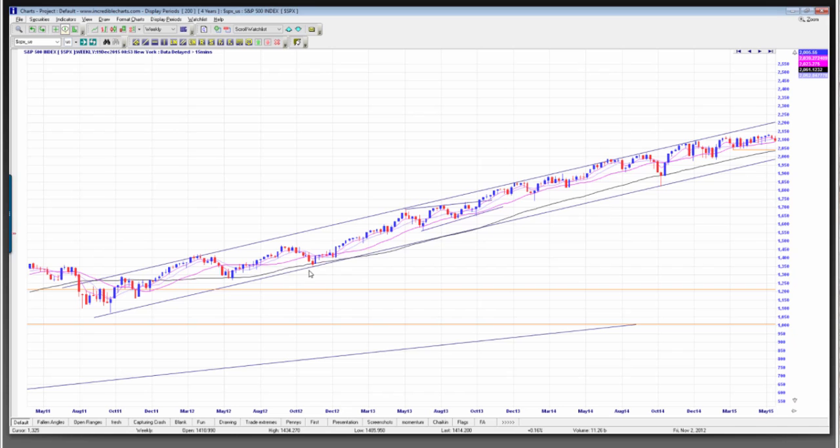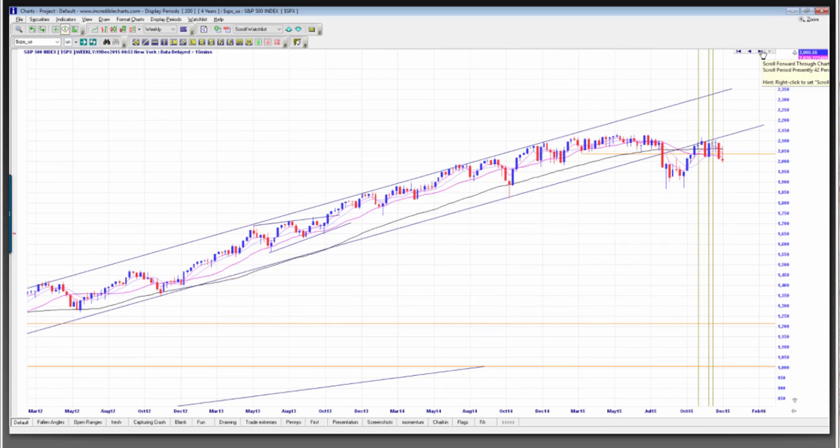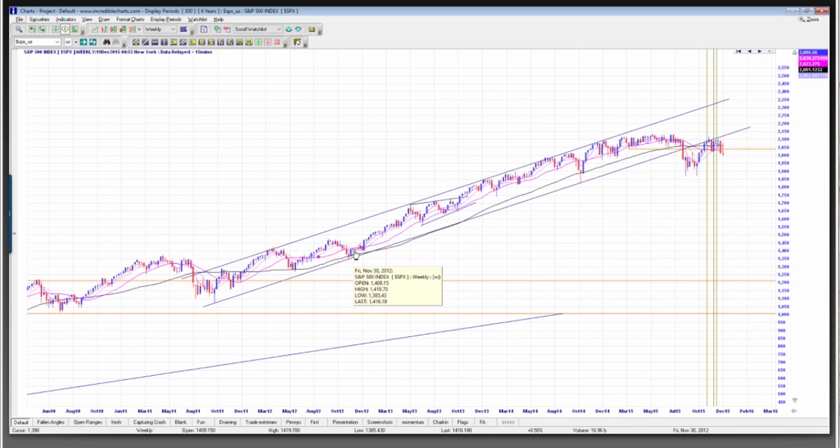One touch, two touches, three touches. I'll make that a little bit longer for you so you can see. One touch, two touches, three touches, four touches. We break down, rally into resistance, as any good breakout does, and fail from here. So we are seeing yet another very similar setup to what we saw in 2008. Okay, that's just one part of the equation.